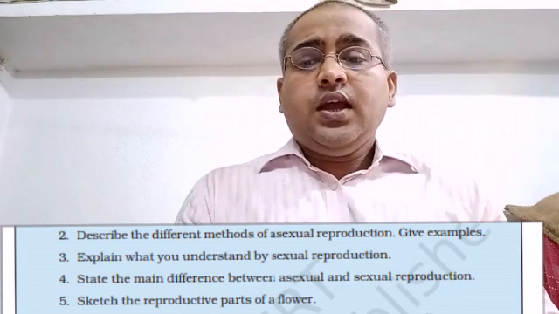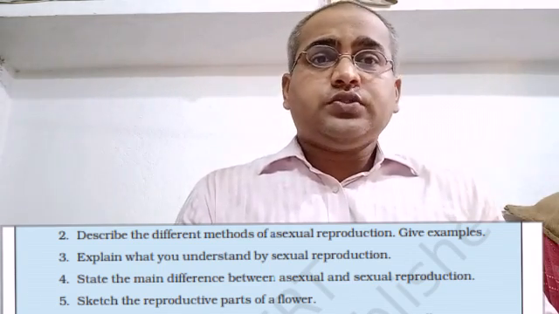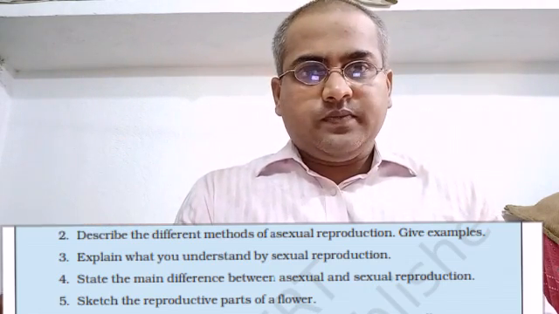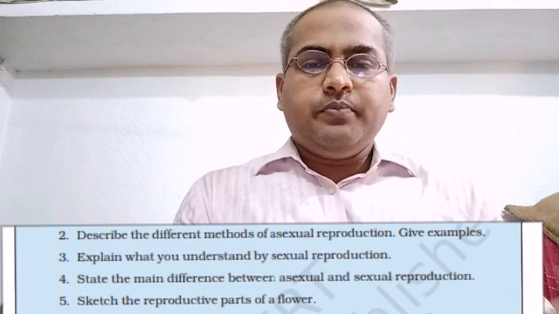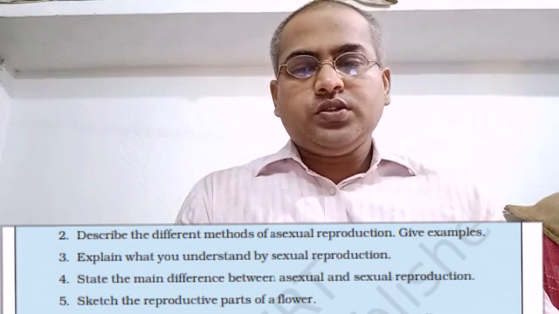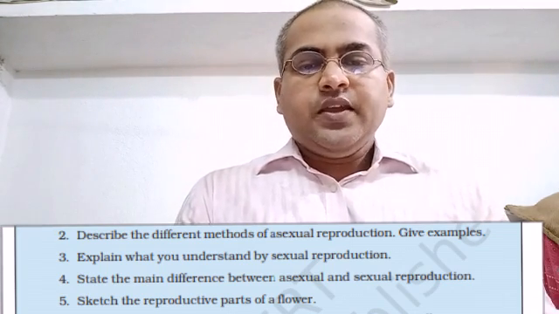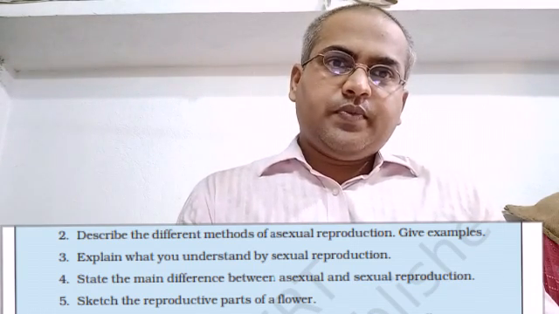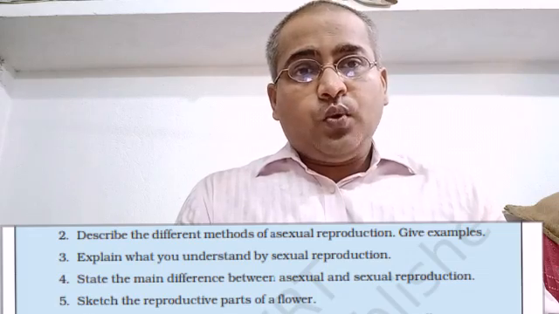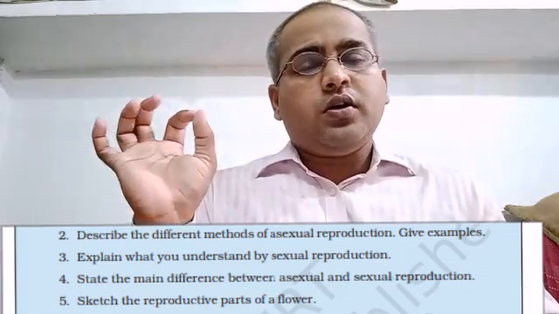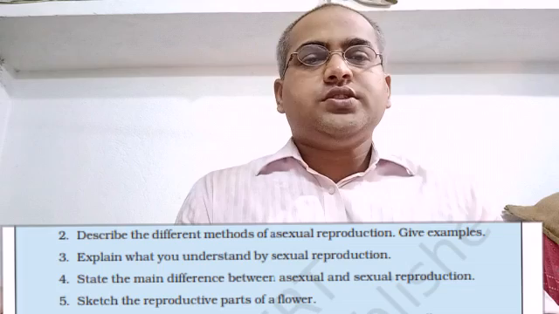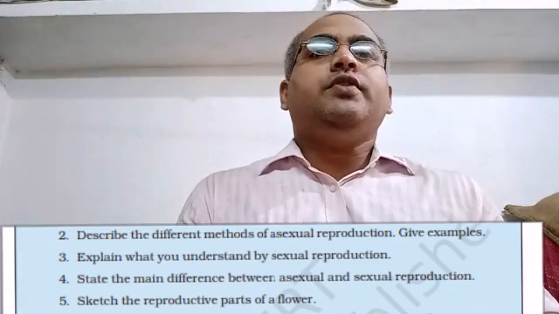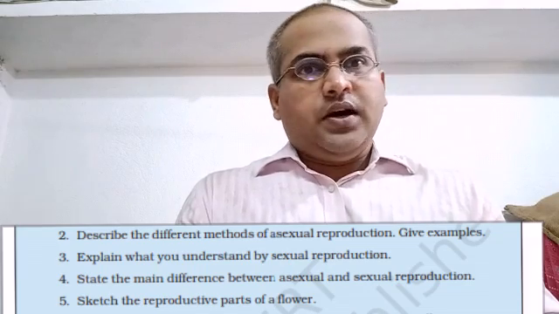Next method of asexual reproduction is spore formation. The fungi on bread pieces grow from spores which are present in air. Spores germinate when they come in contact with moisture. I told you already that spores are very small, microscopic structures, which are present in the atmosphere, and in favorable conditions they will grow into a new plant.